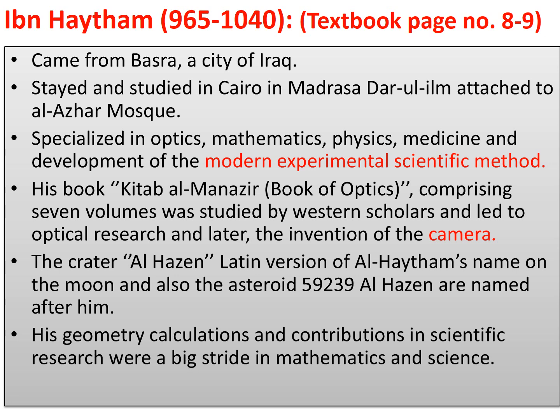So in short, the camera was actually invented after going through the research and the knowledge given by Ibn al-Haytham. The crater Alhazen, the Latin version of al-Haytham's name, on the moon, and also asteroid 59239 Alhazen are named after him. His geometric calculations and contributions in scientific research were a big stride in mathematics and science.